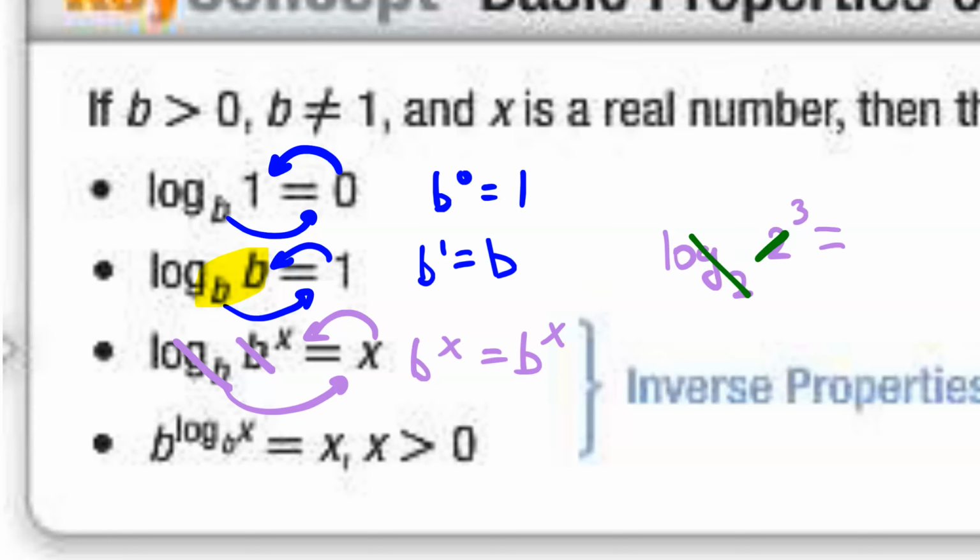Another way to think about this, right? 2 to the y is equal to 2 to the third. In order for that to be equal, the exponents have to match. Okay, that's a property. And then lastly, b to the log base b of x is just going to be equal to x, as long as x is greater than 0.